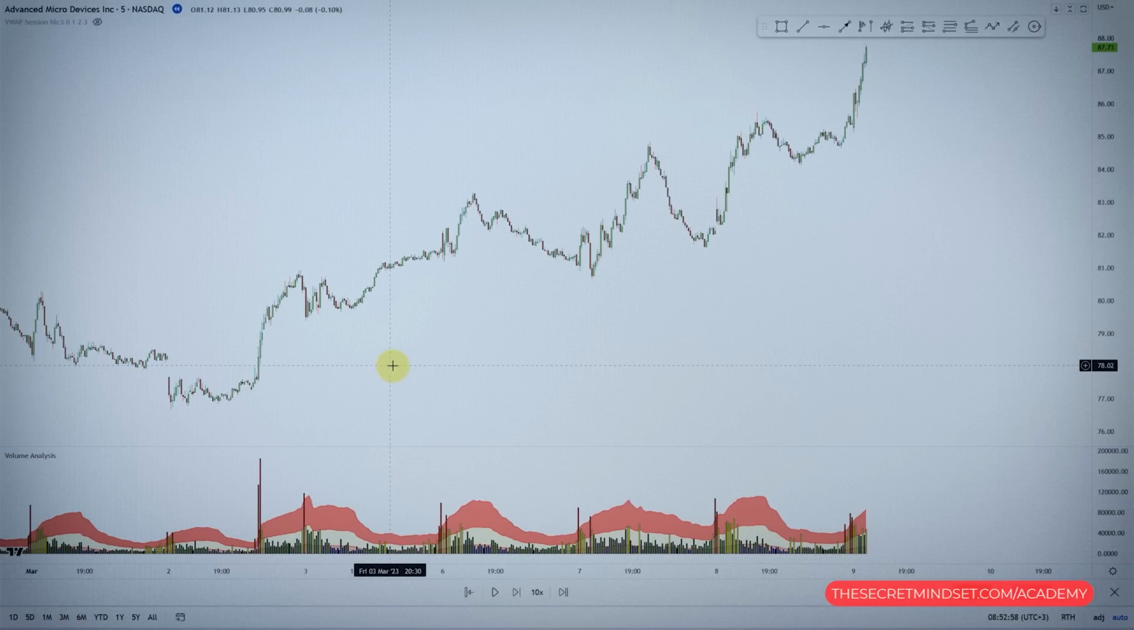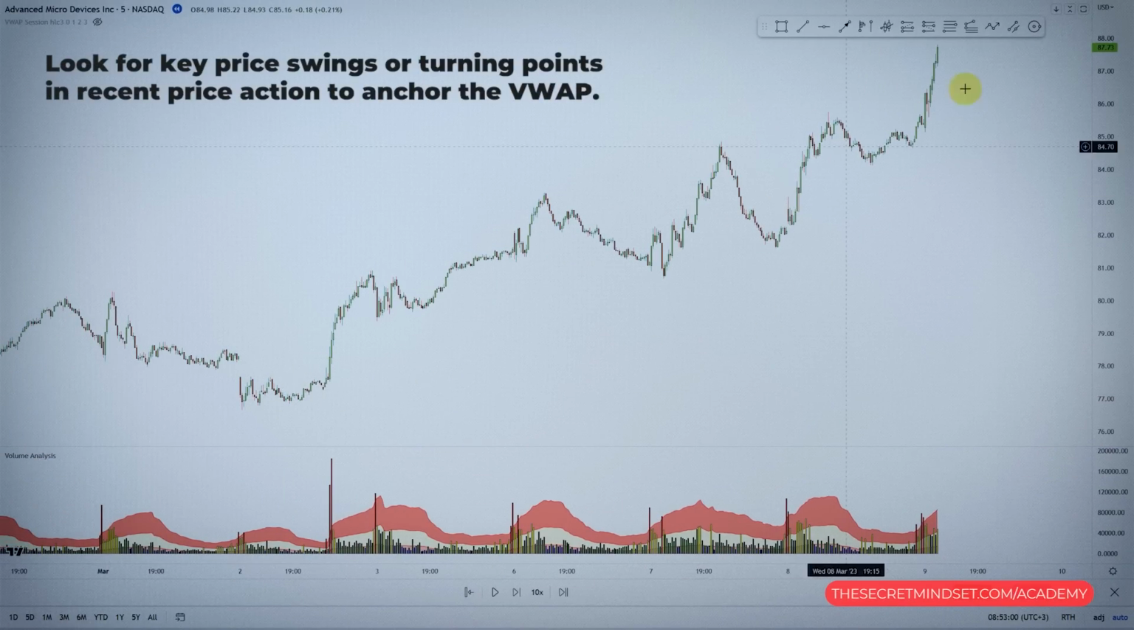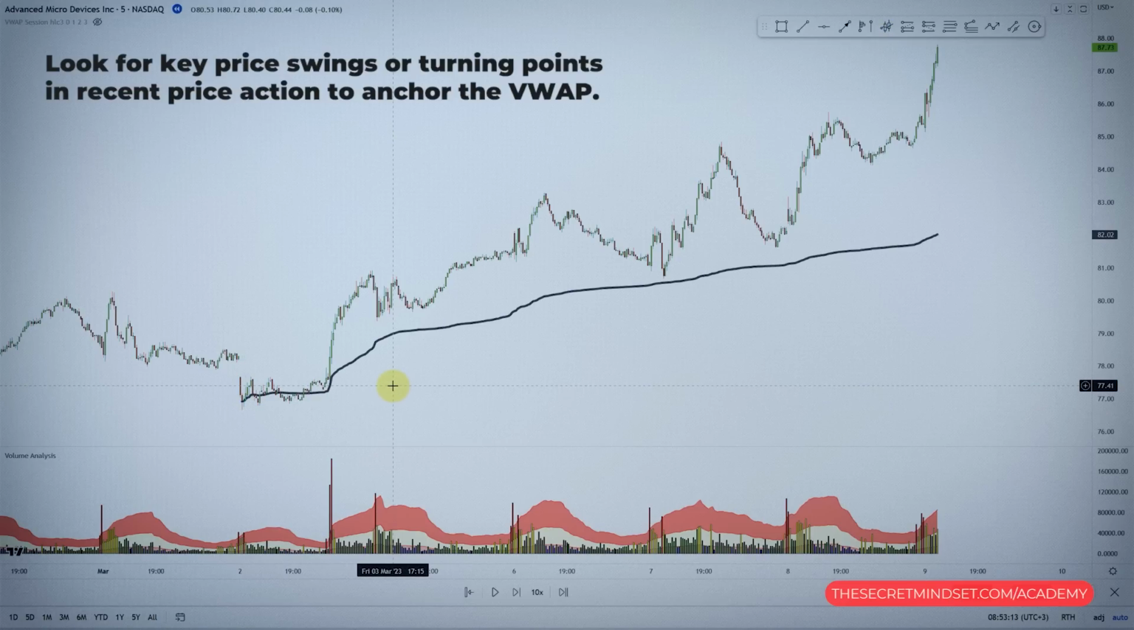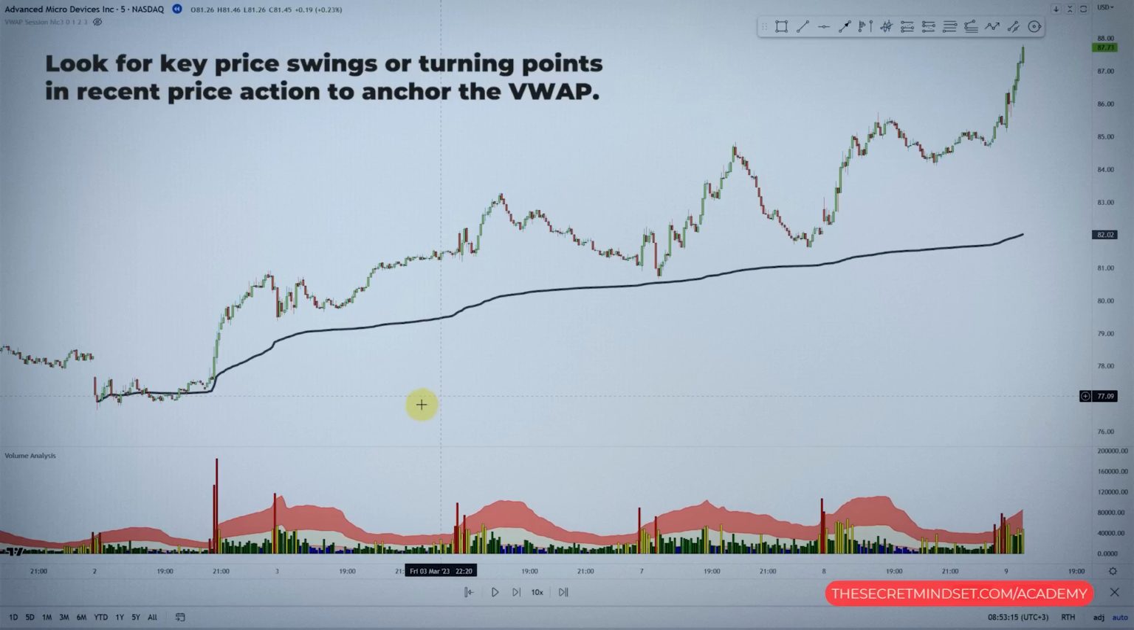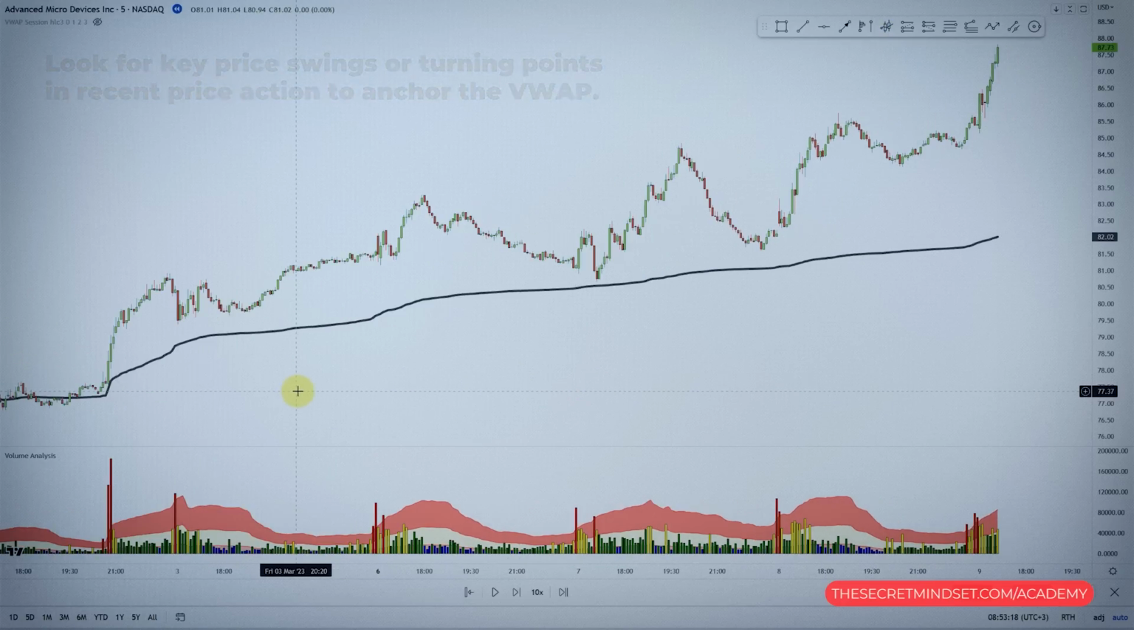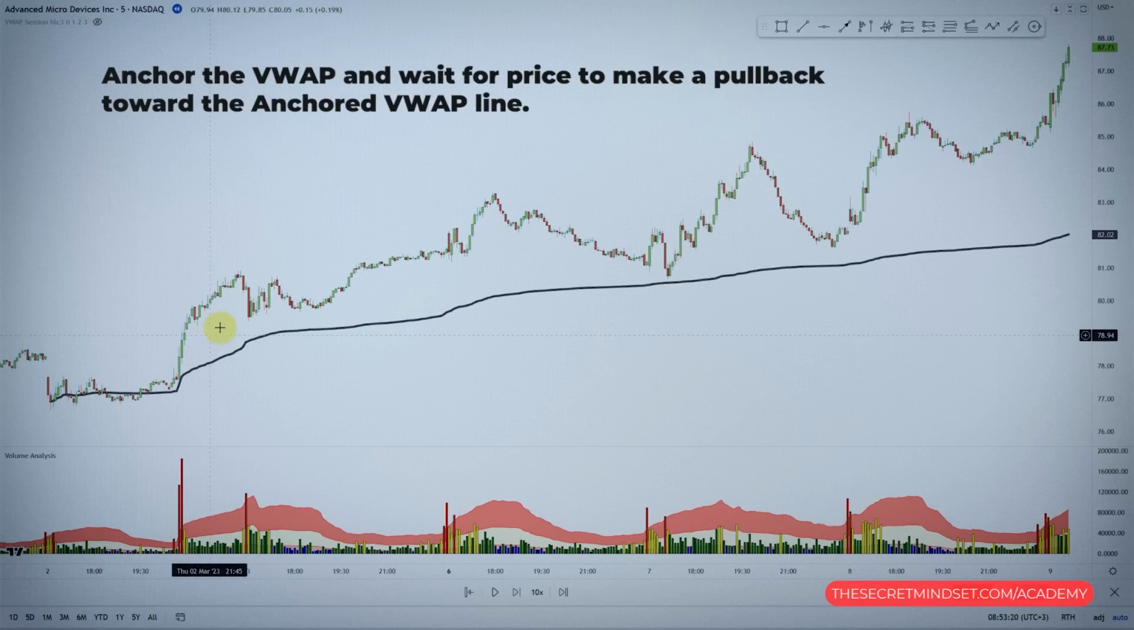So how do they trade using the anchored VWAP? A good strategy is to look for key price swings or turning points in recent price action to anchor the VWAP. You basically place the VWAP on these key levels. The most common strategy using the anchored VWAP is the pullback trade. A pullback occurs when the price that's on an extended move upward or downward makes a small movement in the opposite direction toward the anchored VWAP line.